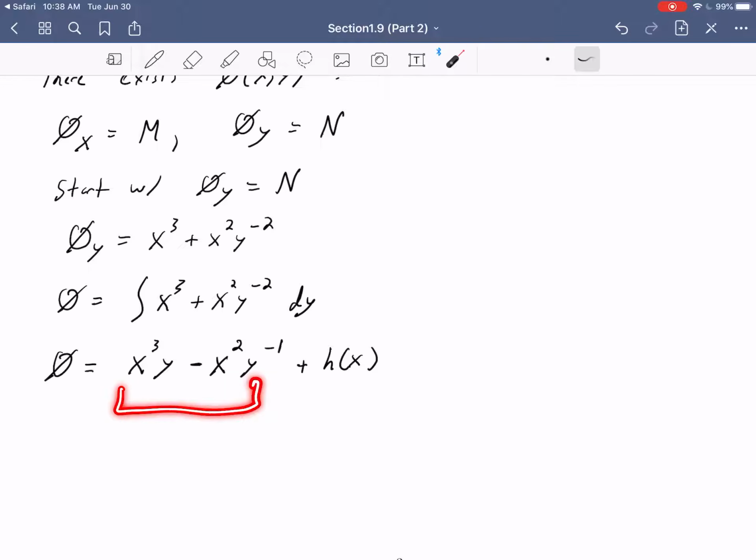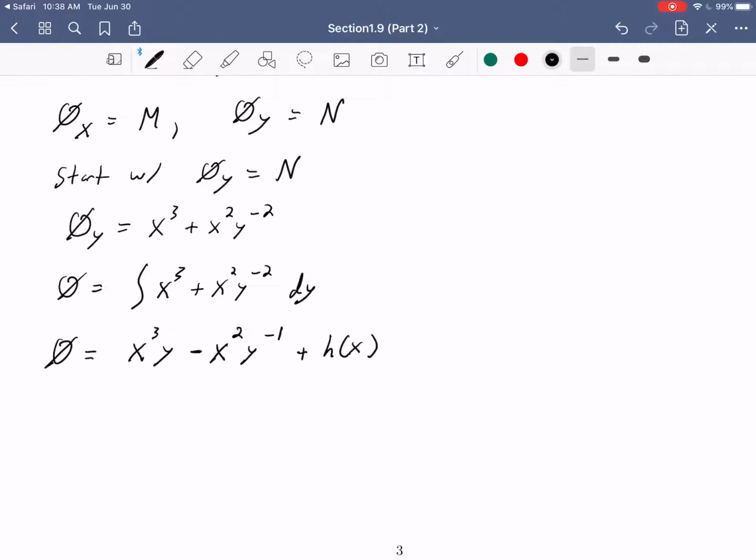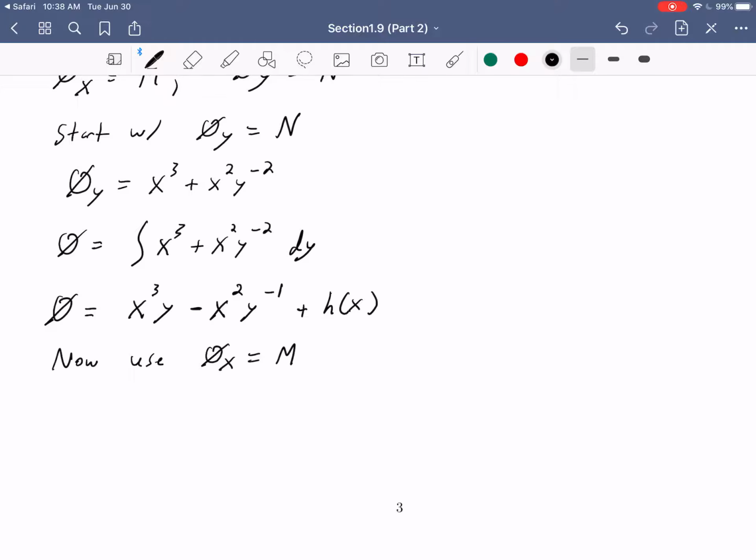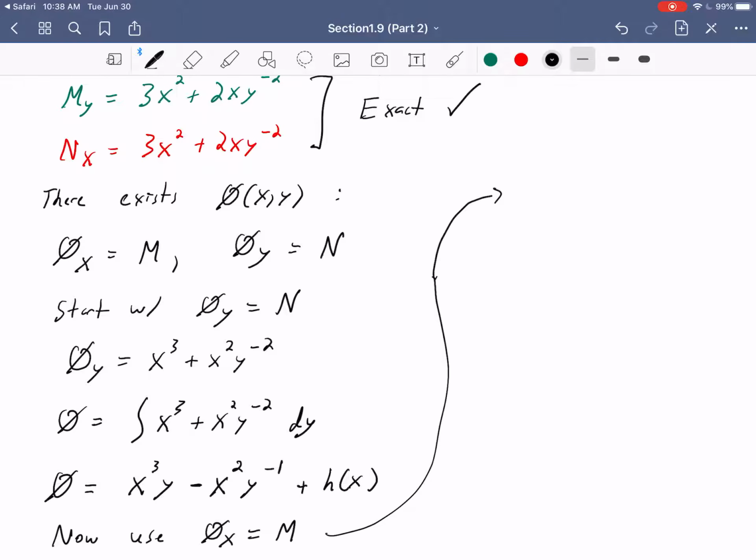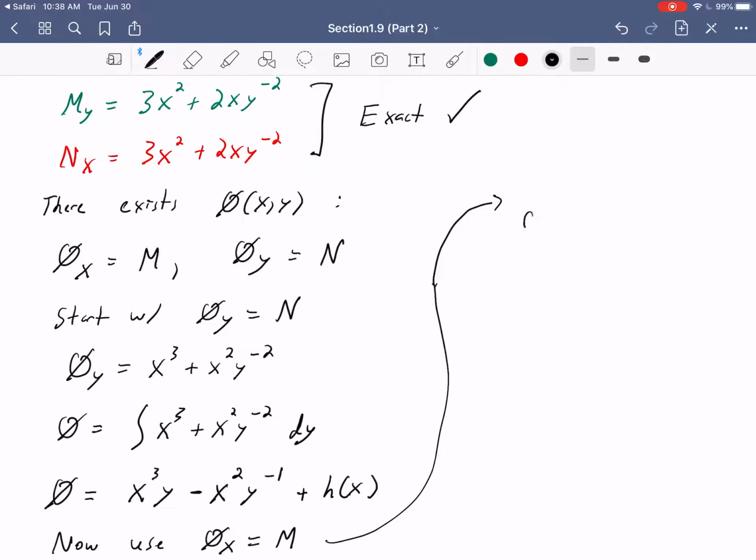We know that this is the multivariate component, and there could be an unknown function of x associated with it. So now we can go ahead and use that phi sub x equals M. So let's go ahead and do that over here. Okay, so phi sub x equals M.